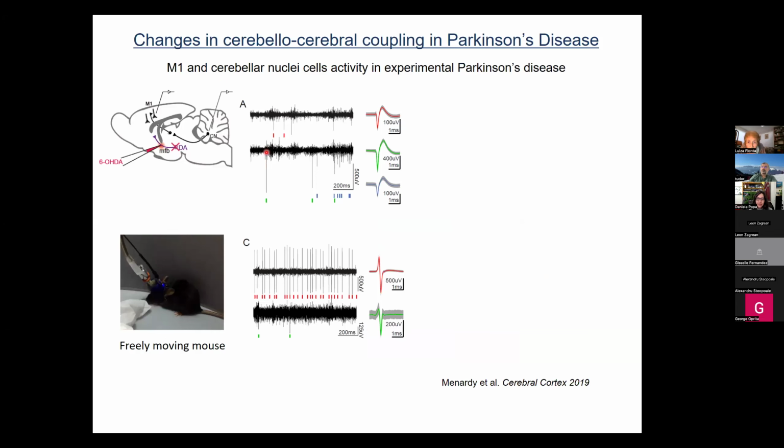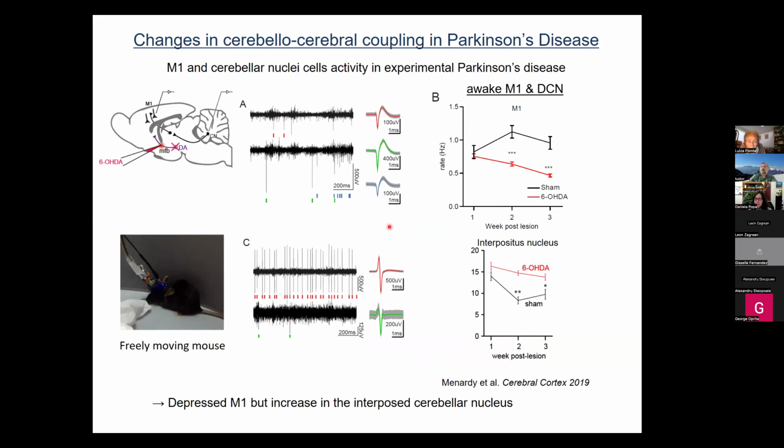So these are examples. Here every time you see a line, the cell fires. We have a sparse firing rate in the motor cortex, and we have a higher firing rate in the cerebellar nuclei. And when we look at the data, what can we see here? Over weeks in the awake, freely moving mice, we see the classical decrease in the motor cortex activity in the case of the lesion, but we saw an increased activity in the interposed nucleus, which is one of the nuclei that is the output of the cerebellum, and that projects more to the motor cortex. So we have a depressed motor cortex activity, but increased activity in the interposed cerebellar nucleus.